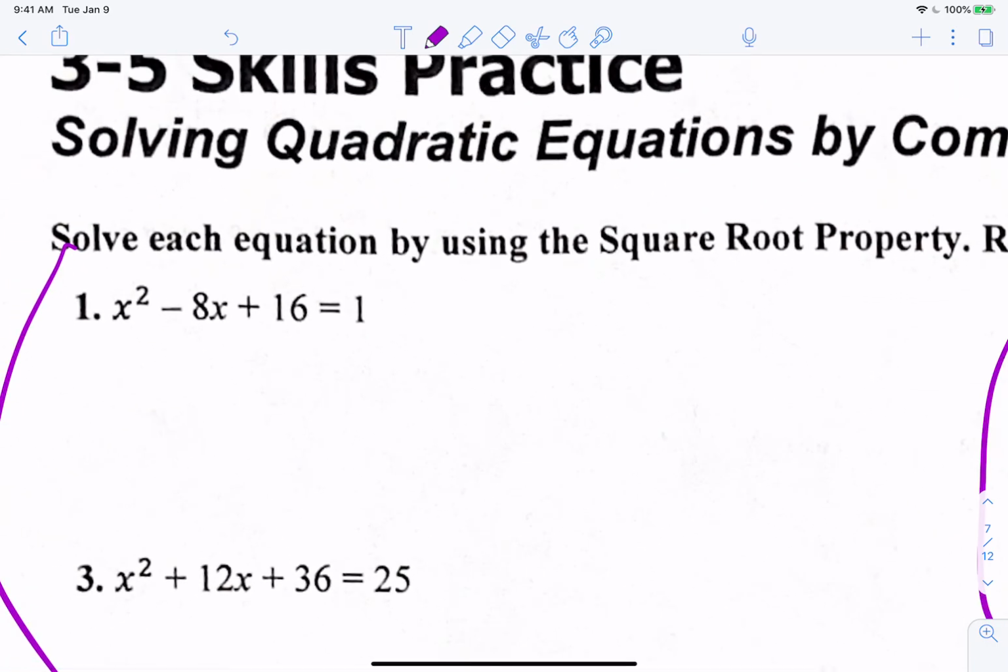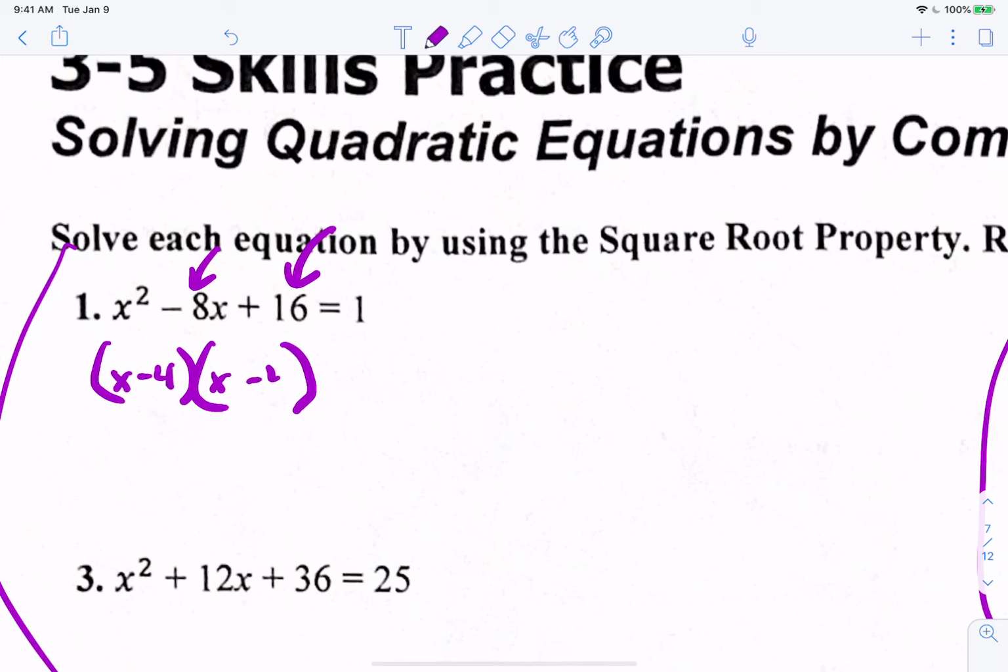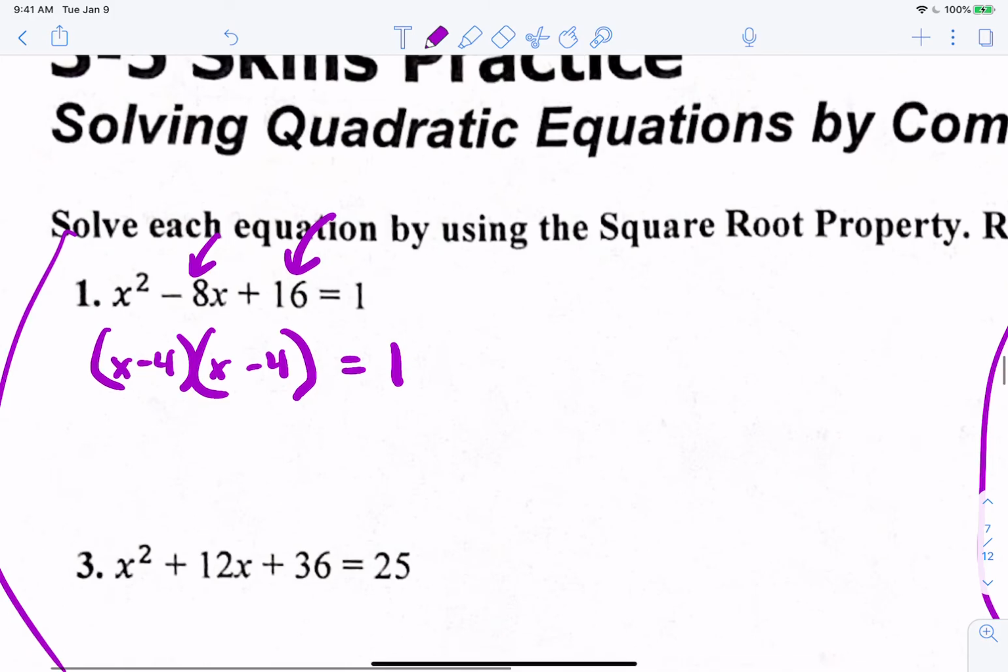So what I'm going to do is break this first part down into 2 equal pieces. What number can you multiply to get 16, but when you add them, give you negative 8? x minus 4, right? They both have to be the same. So how do you write that on the left side? x minus 4 squared equals 1.